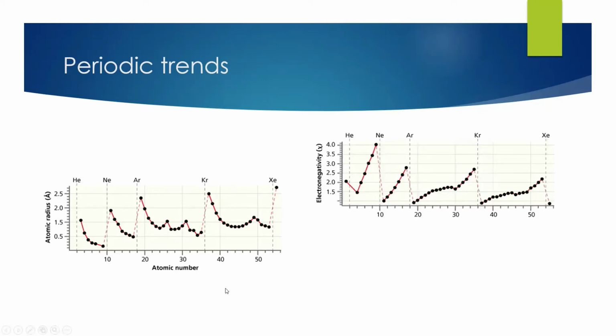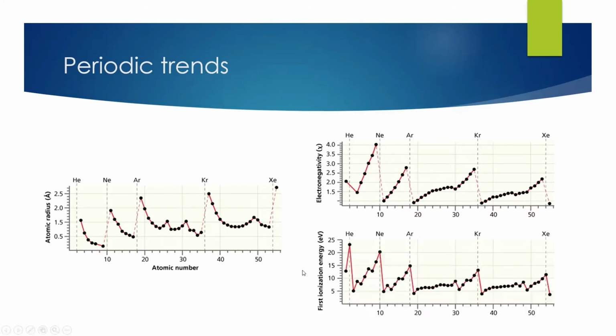Another thing we can look at is electronegativity. Of course, this is going to go right along with effective nuclear charge. The higher the effective nuclear charge is, the higher the electronegativity. And we see this same sort of pattern here. We can also use ionization energy. Again, the greater the effective nuclear charge, the harder it's going to be to ionize.